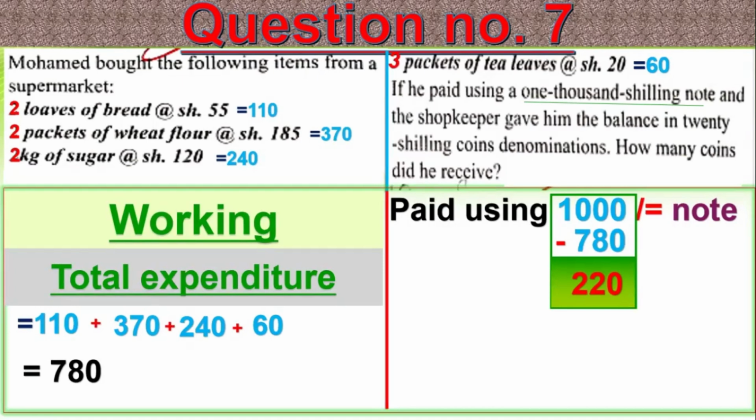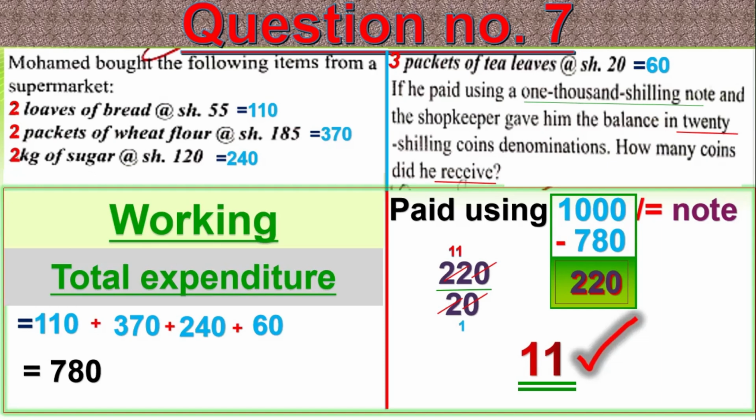Now you go to the question, how many coins did he receive? The shopkeeper gave him the balance in 20 shilling coins. Okay, so this 220 was for 20 shillings coin. So you share 220 by 20, and then you are done. So you cancel 0 and 0, and 22 divided by 2 is 11, and that is your answer. So there were 11 coins, each 20 bob. Correct. Number 8, let's go to question number 8.